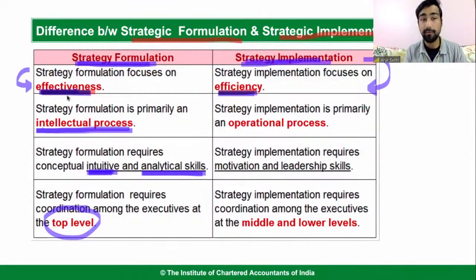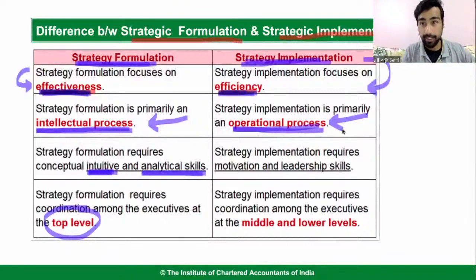It's an intellectual process focused on effectiveness. Whereas strategy implementation is an efficiency and operations process. यहाँ पे आपको इंटेलेक्चुअल से ज्यादा ऑपरेशन प्रोसेस आना चाहिए. You should know how things are done, right? What is to be done is formulation, and how that is going to be done is strategy implementation, right?